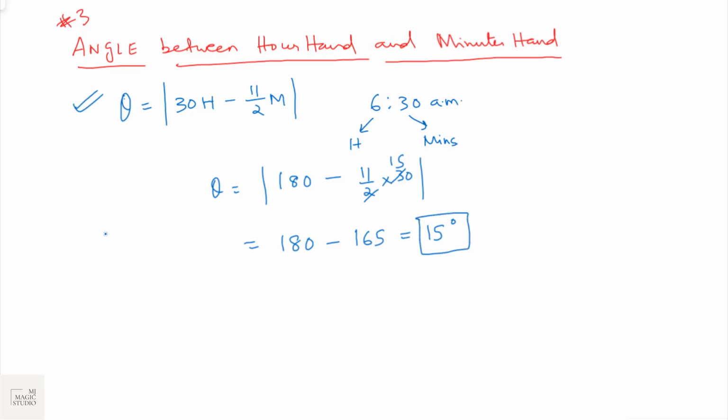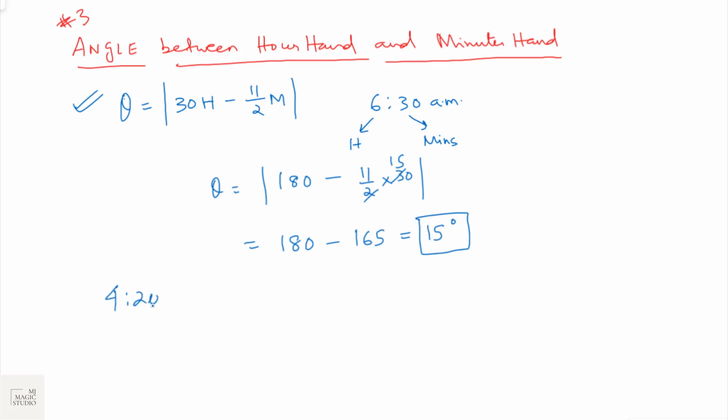Just remember the formula. Angle between hour hand and minute hand at any given time, just find the value of 30h minus 11 by 2 m. This is a derived and proven formula. Instead of finding out how to derive this, just remember this. Do not fall prey to tedious calculations. All questions of clocks can be very easily solved in 30 seconds if we just remember a few tricks and short formulas.